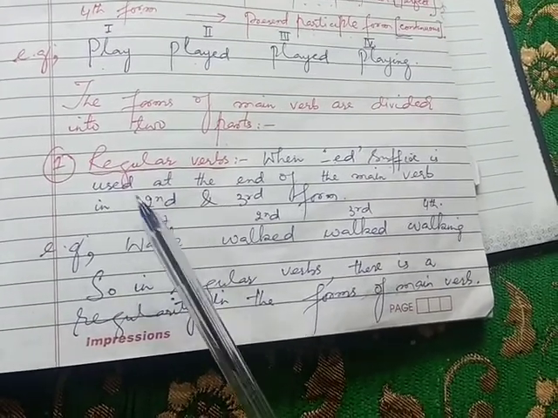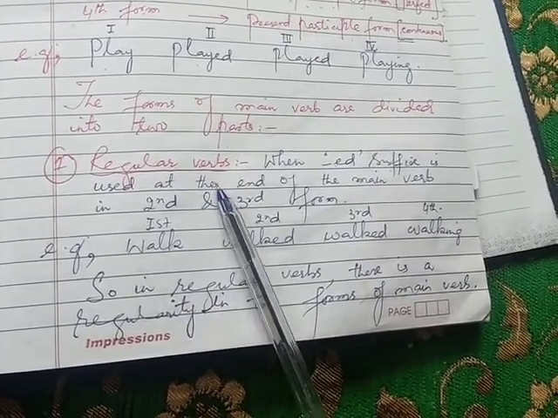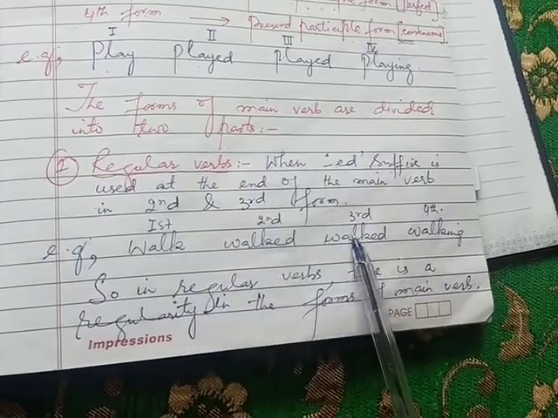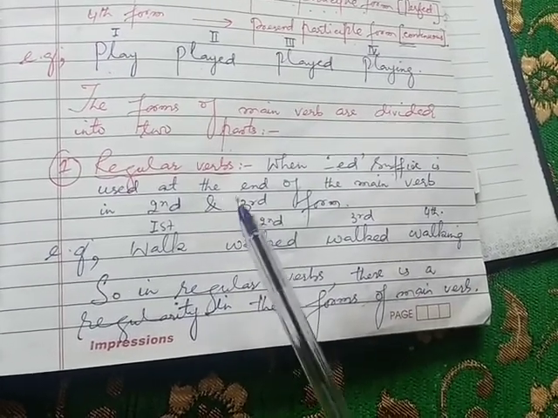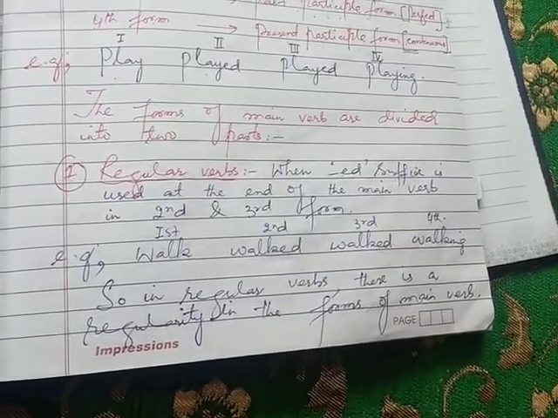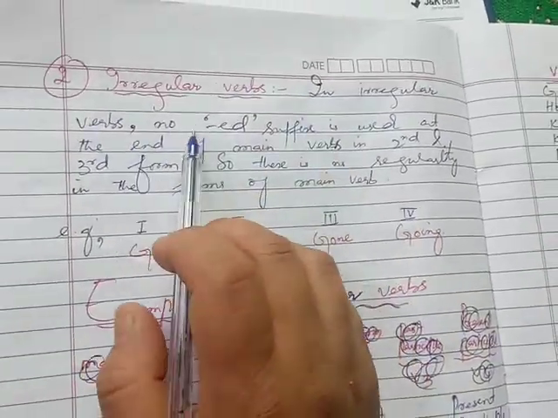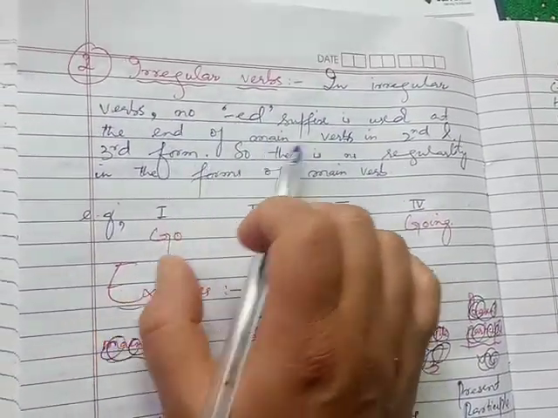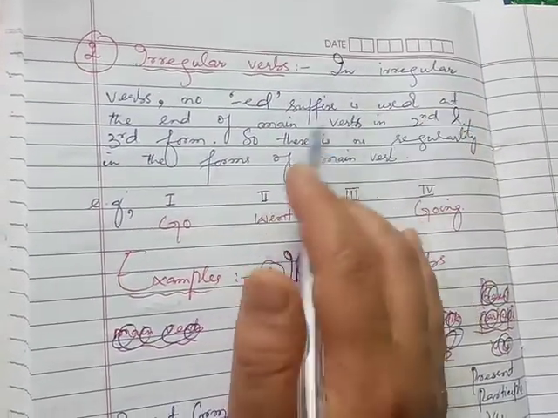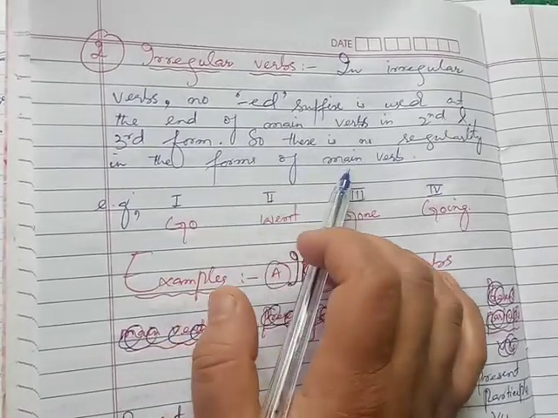So, my dear students, in regular verbs there is a regularity in the forms of main verbs. Walk, walked, walked. Play, played, played, playing. So this is all about regular verbs. Now we will talk about irregular verbs. Look here. In irregular verbs, no ed suffix is used at the end of the main verb in the second or third form. So there is no regularity in the forms of the main verb.